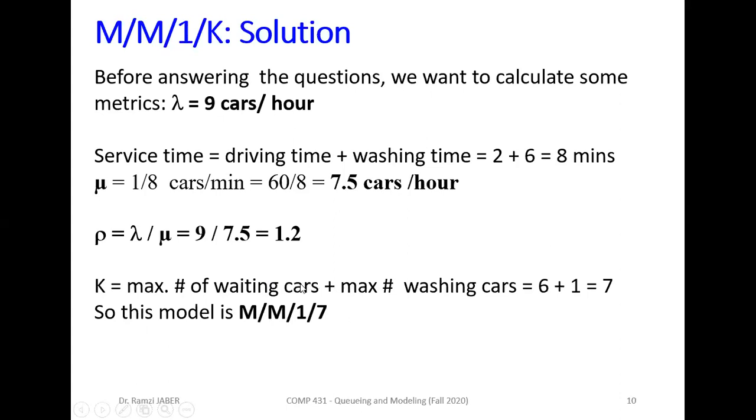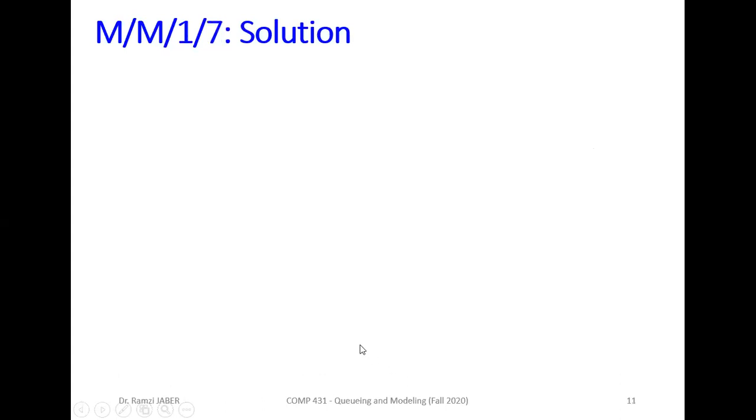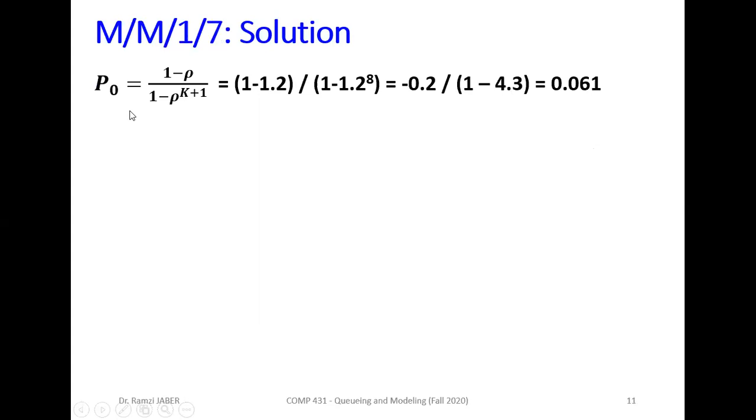Also, here in this model, we have a new metric to calculate, lambda E. Lambda E equals lambda times 1 minus Pk. Here K equals 7, so lambda E equals lambda times 1 minus P7. How to calculate P7? First, we want to calculate P0. P0 equals 1 minus rho over 1 minus rho to the power K plus 1.